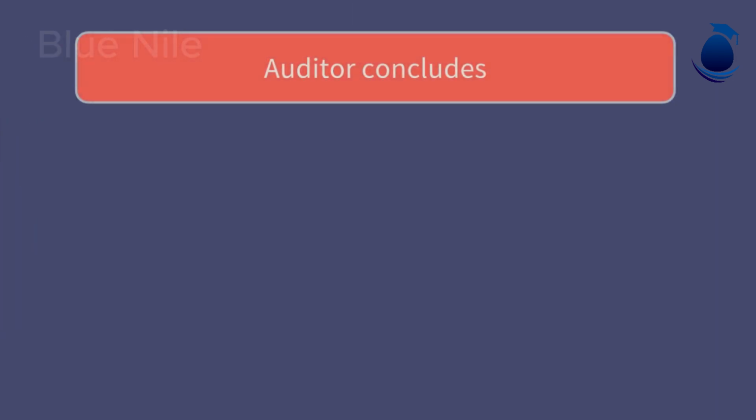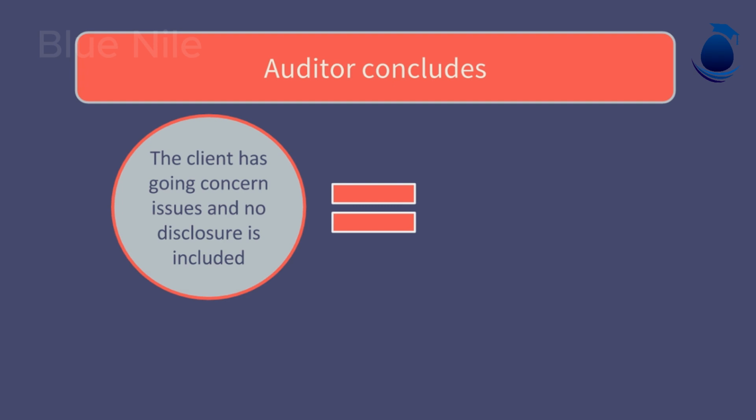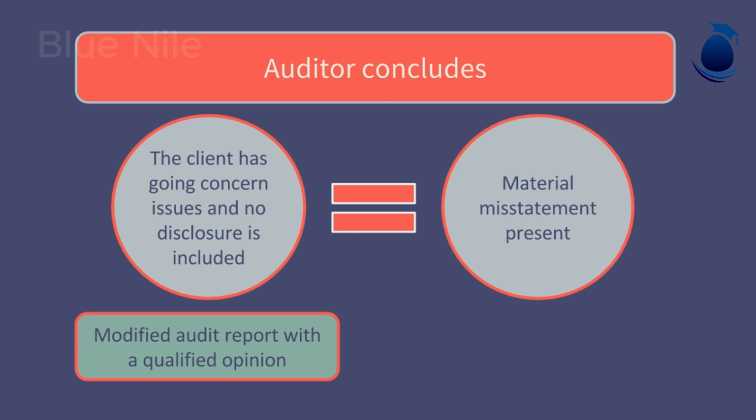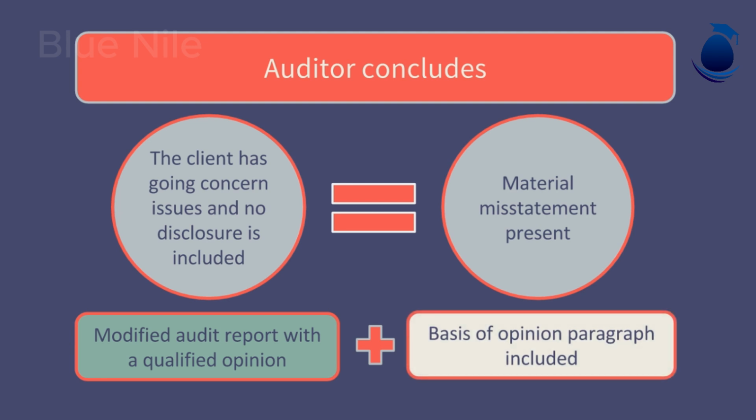If disclosure is needed and the client refuses to include anything in the financial statements, the auditor should discuss the impact this will have on the audit and the audit report. From the auditor's perspective, if they believe disclosure is required, then without it, there is a material misstatement. The audit report would be modified with a qualified opinion. This is likely to be an adverse opinion and the basis of opinion paragraph explaining the uncertainty to the client's future.